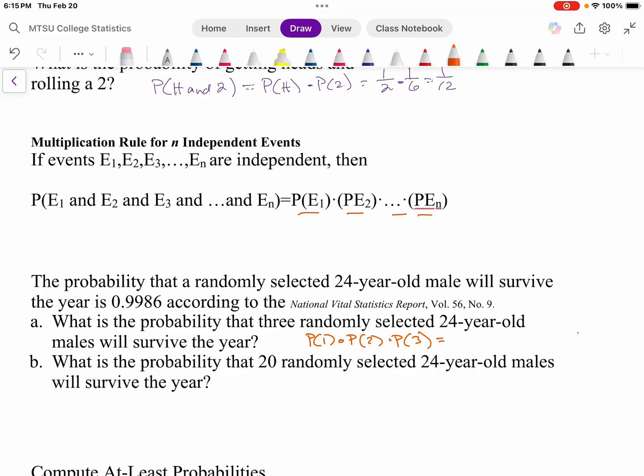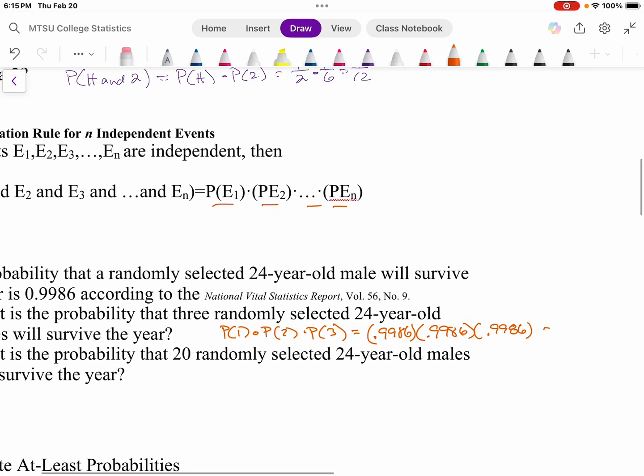So that would be just taking 0.9986 times itself 3 times. It's not multiplying it by 3. It's multiplying it by itself 3 times. Multiplying by 3 would be like if we were adding the probabilities. So when I multiply those out, real quickly, 0.9986 cubed is 0.9958, and then the next digit was a 0, so that would just be rounded to leave it as an 8.